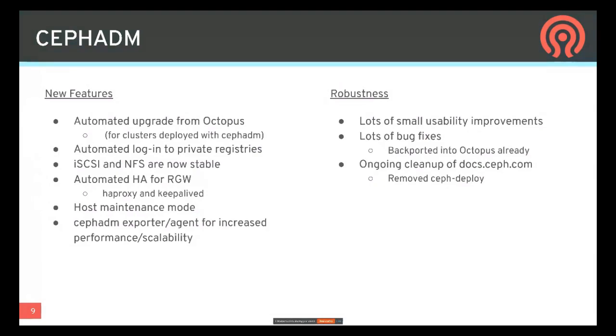You can mark a host in maintenance mode if you know you're going to take it offline, and it'll stop complaining about it. And there's a new exporter agent mode for cephadm that runs an agent on each node that improves the scalability and performance, although that isn't turned on yet by default. It should be soon. And of course, lots of robustness and bug fixes, lots of small usability improvements, and so on. And there's an ongoing cleanup of the documentation at ceph.com, removing ceph-deploy, for example, and changing references to describe how to do things with cephadm.